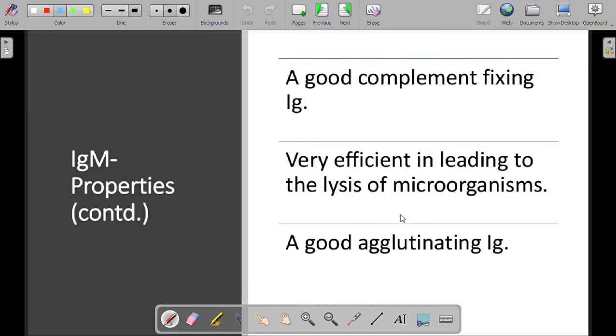Okay. So IgM properties. It has very good complement fixation. The reason for this is that it has high valency, near about 10. It is very efficient in leading to the lysis of microorganisms. As we have seen from its structure, it is highly capable of recognizing antigen and doing its functions. It is also a good agglutinating antibody, which we have already seen.